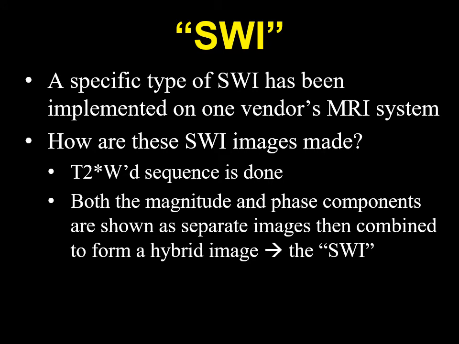A specific type of susceptibility weighted image has been implemented on one vendor's MRI system. So let's take a look at how these SWI images are made. Other vendors have different implementations of the same idea. First of all, a T2 star weighted sequence is done. Both the magnitude and phase components are calculated and can be shown as separate images. And then they are combined to form a hybrid image, which is the SWI image.